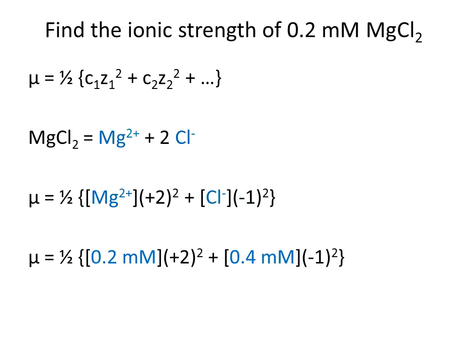Finally, plugging the concentrations in, we now have mu equals 1/2 times the quantity 0.2 millimolar times 2 squared plus 0.4 millimolar times -1 squared. The solution is 0.6 millimolar. Therefore, 0.2 millimolar magnesium chloride solution has an ionic strength of 0.6 millimolar.